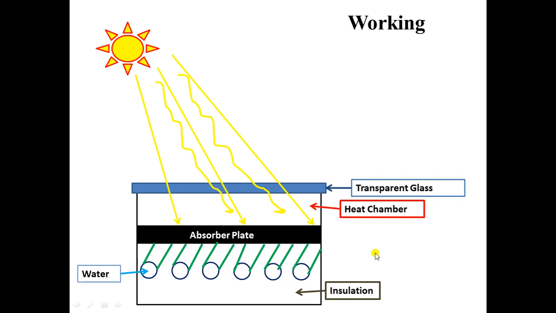A liquid flat plate collector is basically a heat exchanger device that converts solar energy into heat energy. Its main function is to collect heat from the solar radiations, and it is used for temperatures below 90 degrees. As you can see, it is rectangular in shape. So this is the liquid flat plate collector.